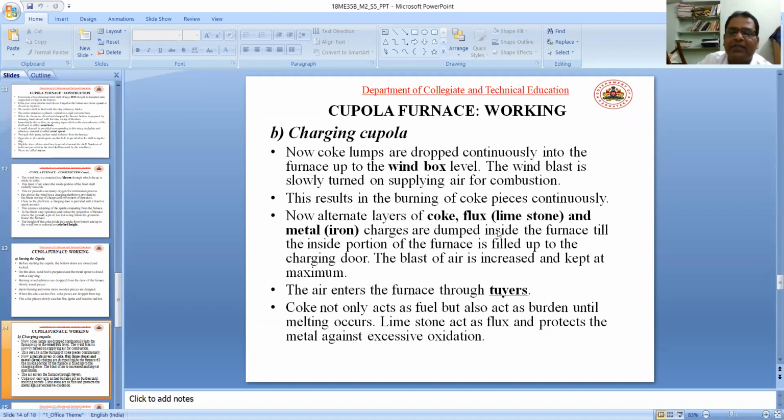Air enters through the tuyeres. Tuyeres are connected to the wind box. Coke not only acts as a fuel but also acts as a burden until melting occurs. Limestone acts as a flux and protects the metal against excessive oxidation.